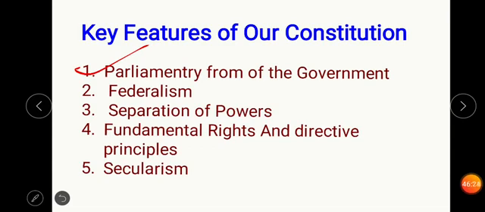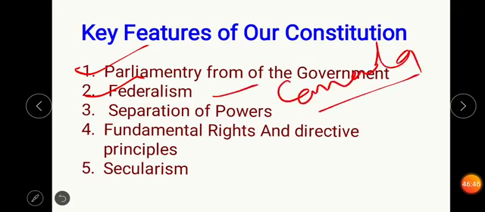Now we'll talk about federalism. Federalism means the existence of two or more tiers of government. India adopted this concept from Canada. And where is Canada? You must have studied it in geography. Canada is in North America. So it is adopted from Canada.